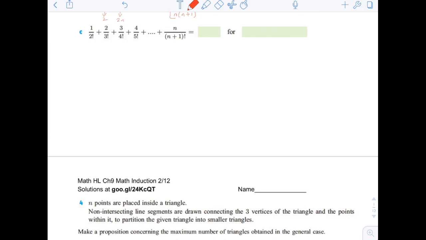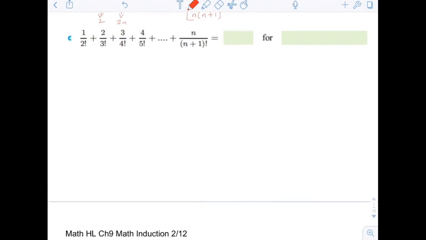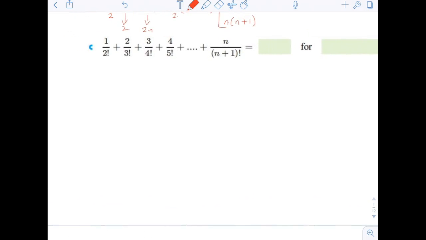Okay, now we got this interesting looking sequence here. Let's try to expand this. Maybe it'll help us figure out what's going on here. So instead of factorial, let's actually write out the number that the factorial is.